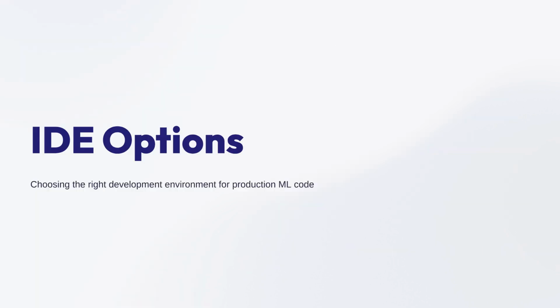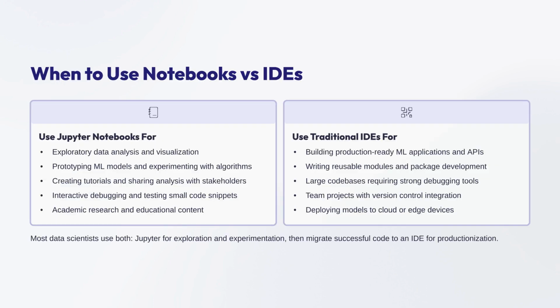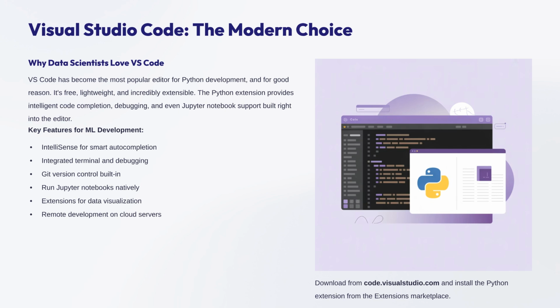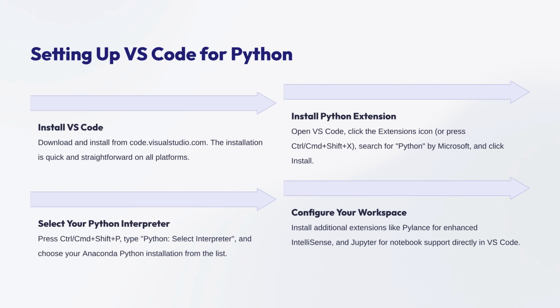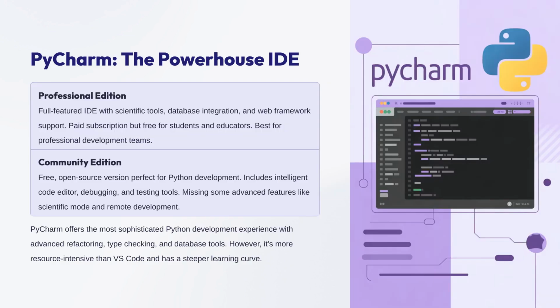Explore when to use Jupyter Notebooks for exploration and prototyping, and traditional IDEs like VS Code or PyCharm for production-ready code. Here is a look at when it makes sense to use the Jupyter Notebook versus when to use the more traditional IDEs. VS Code is popular for Python development with features like IntelliSense, integrated terminal, debugging, Git support, and native Jupyter Notebook support. Install VS Code, add the Python extension, select your Anaconda Python interpreter, and configure your workspace with helpful extensions.